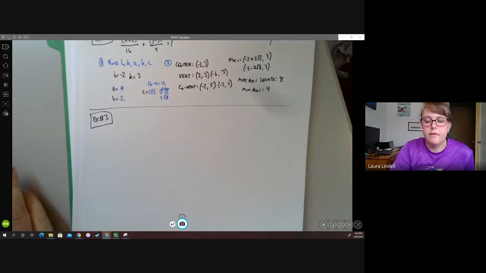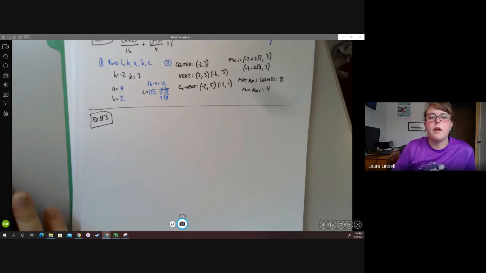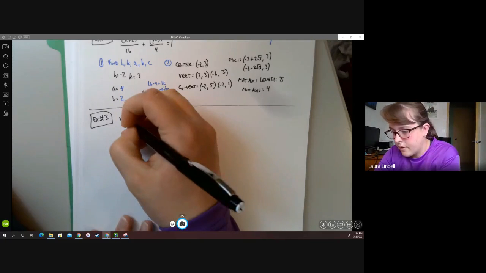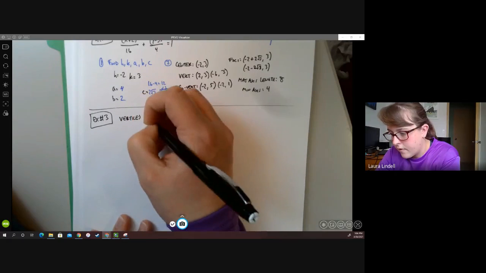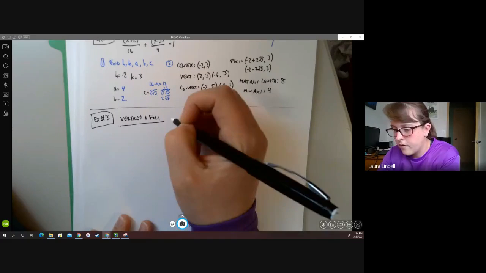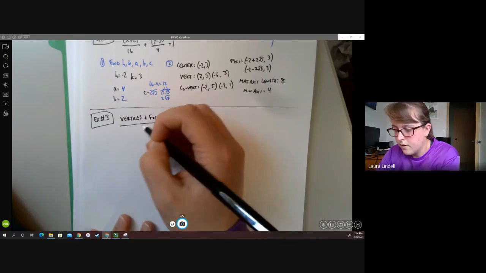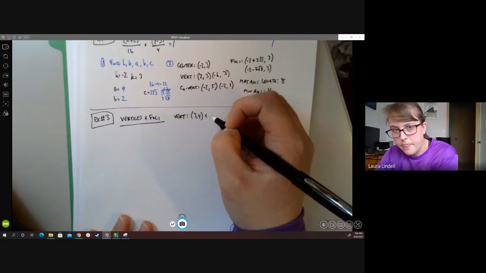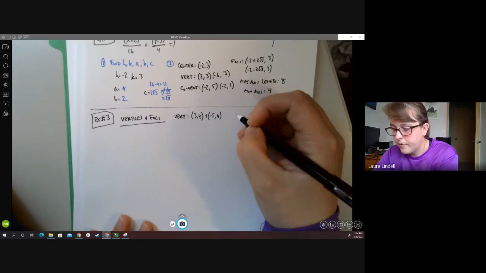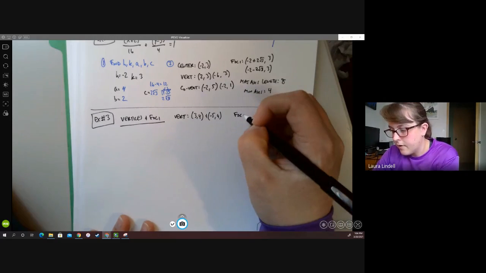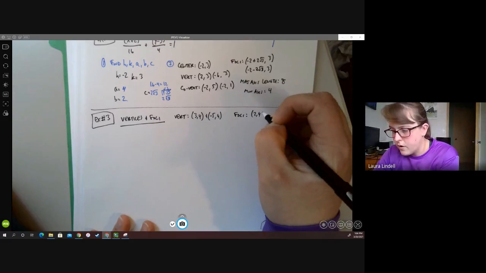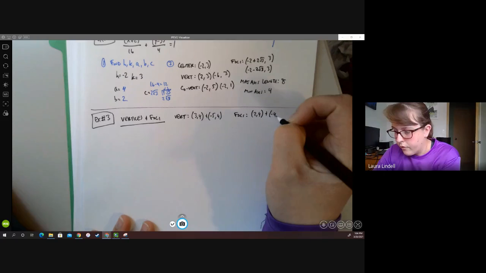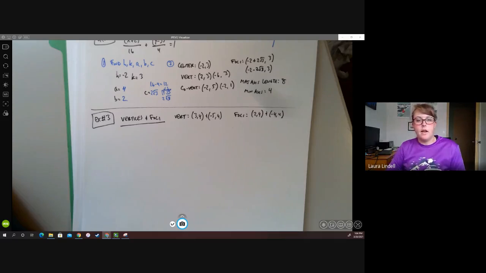So for this one, we're going to be given, I think we'll go with the vertices and the foci. So the vertices are going to be at 3, 4 and negative 5, 4. And the foci are going to be at 2, 4 and negative 4, 4. And from this, we want to be able to find the equation for the ellipse.